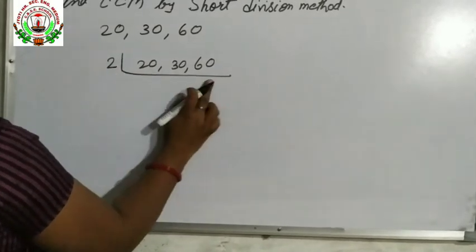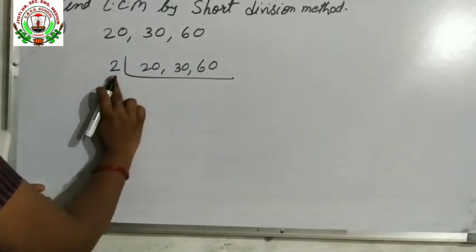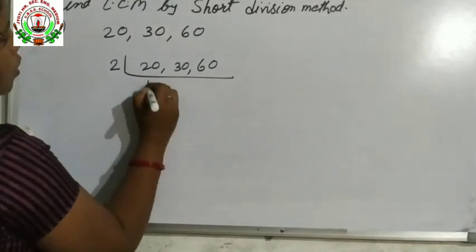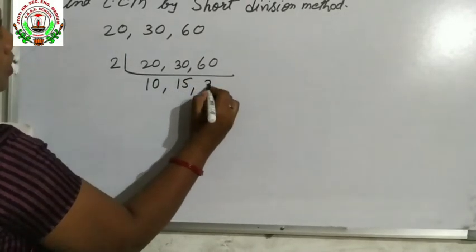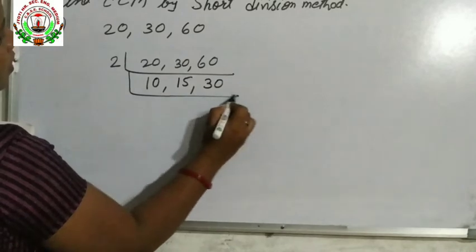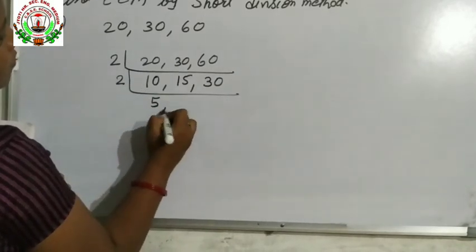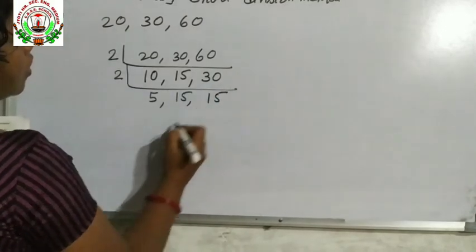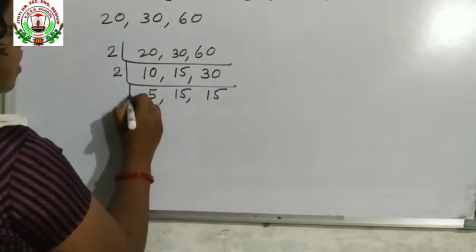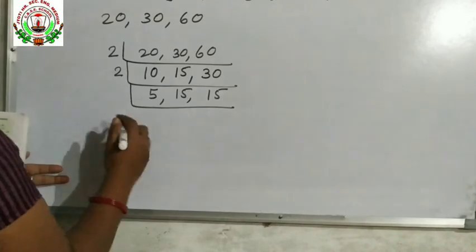Now all are even numbers, so it is divisible by 2. We will take the smallest prime number 2. 2 10s are 20. When you divide this 30, you will get 15, and this will be 30. Again it is divisible by 2. 2 5s are 10. 15 is not divisible, so you will write 15. And this 30, when you divide it by 2, 15 will come. Continuously we are writing the quotient.